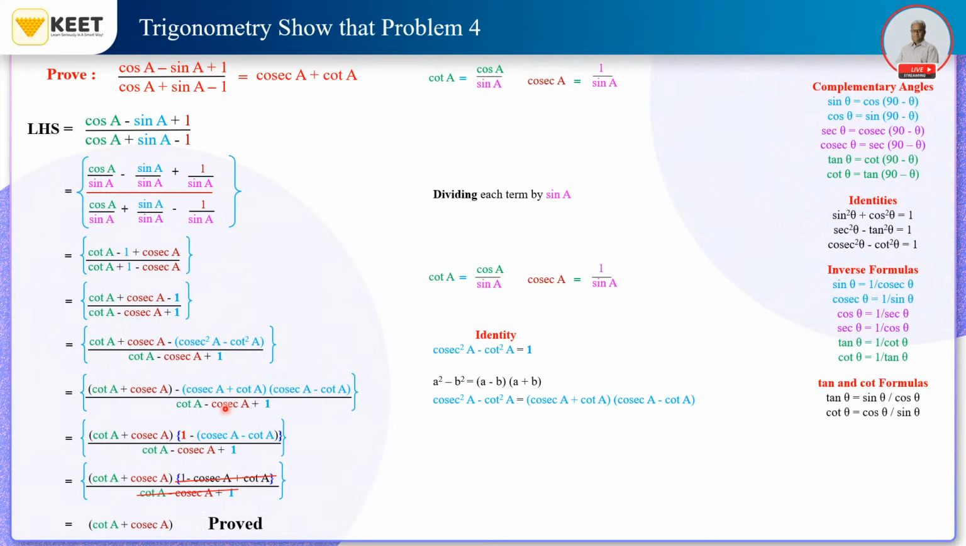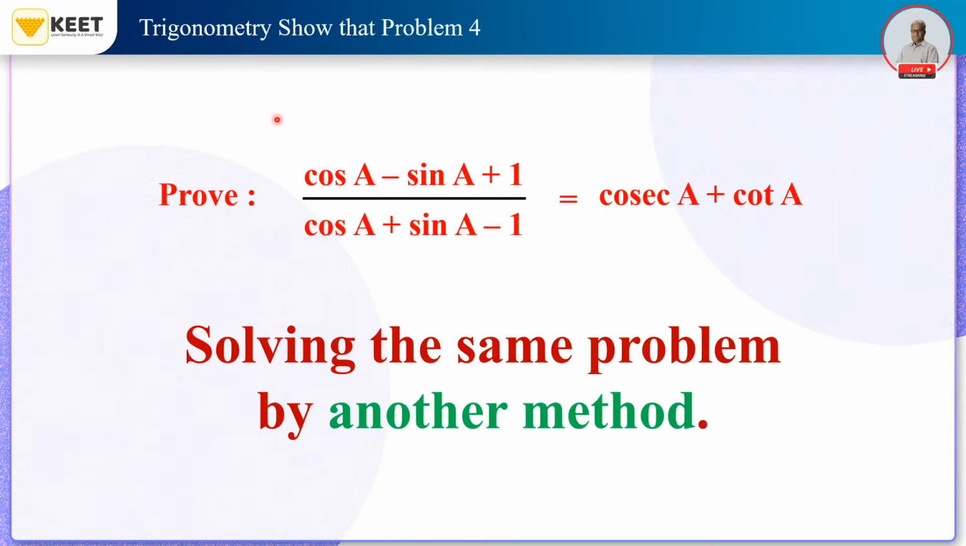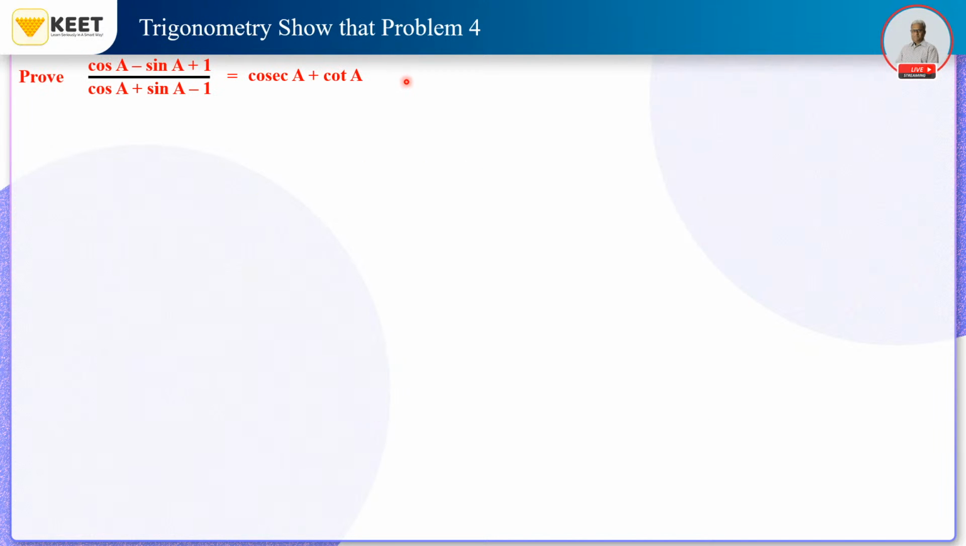Fine. Now what we have to do, the same problem, we will try it by yet another method. So these are the problems which can be done by a number of methods actually, but this problem we will try it by one more method. Therefore we are solving the same problem by another method. Okay, so we will proceed for that problem. So the problem is on your screen as usual.